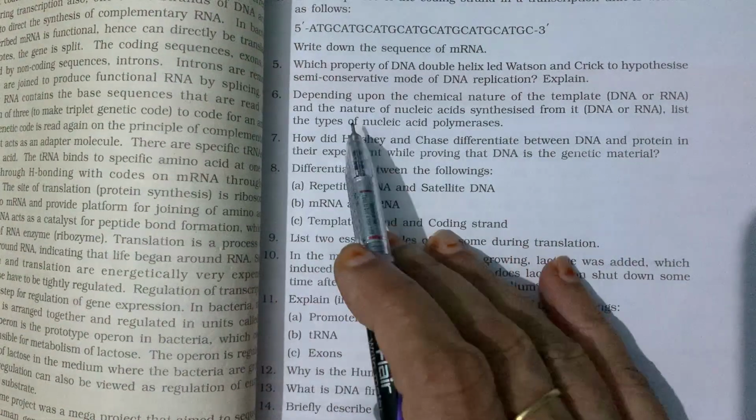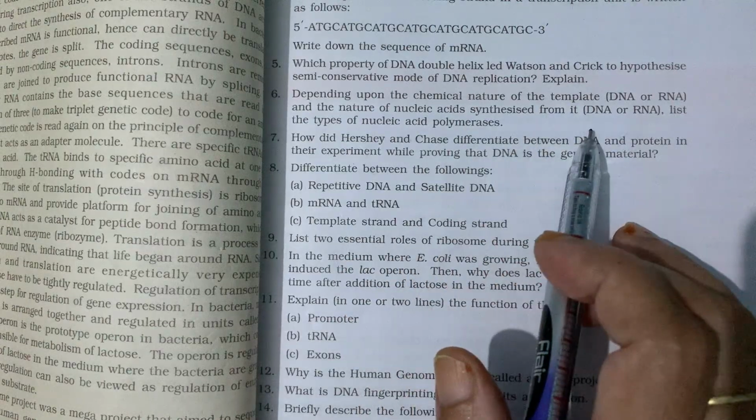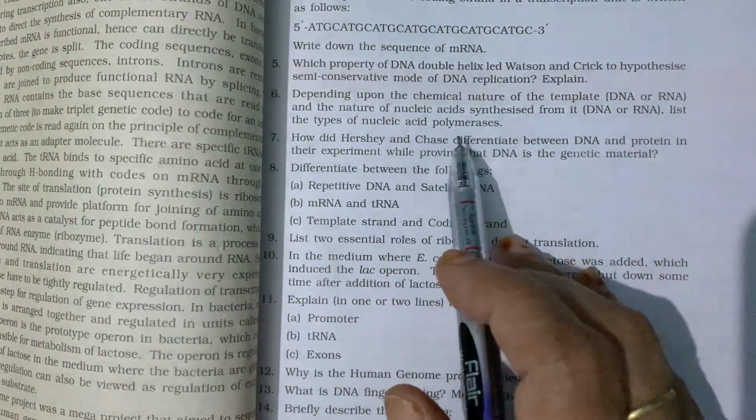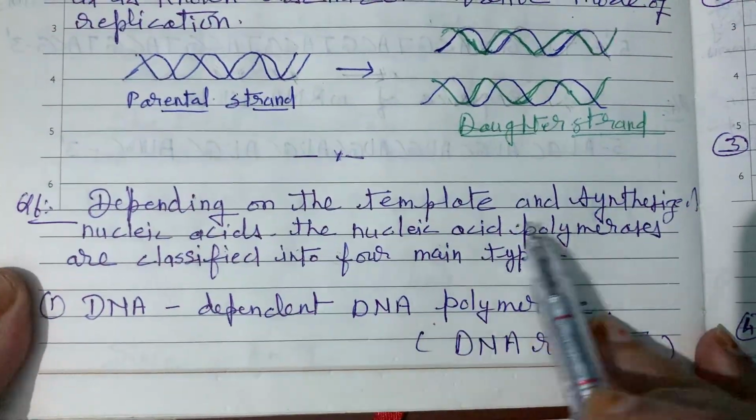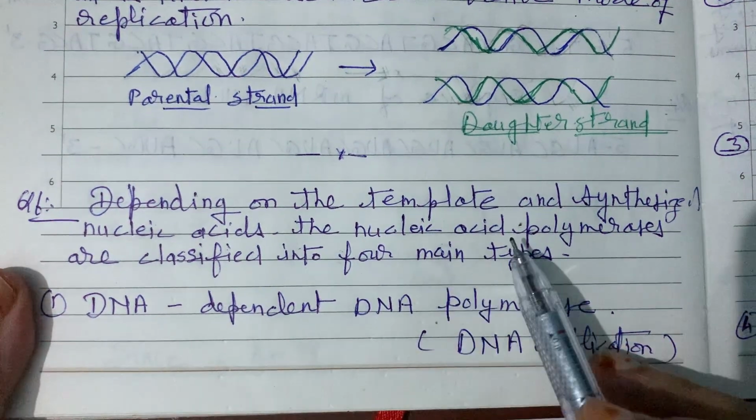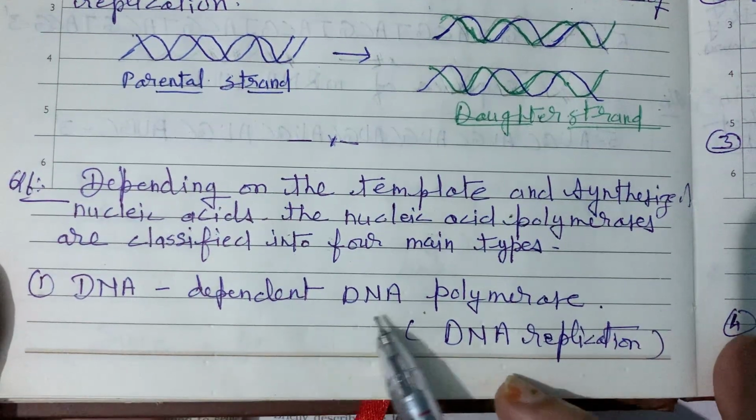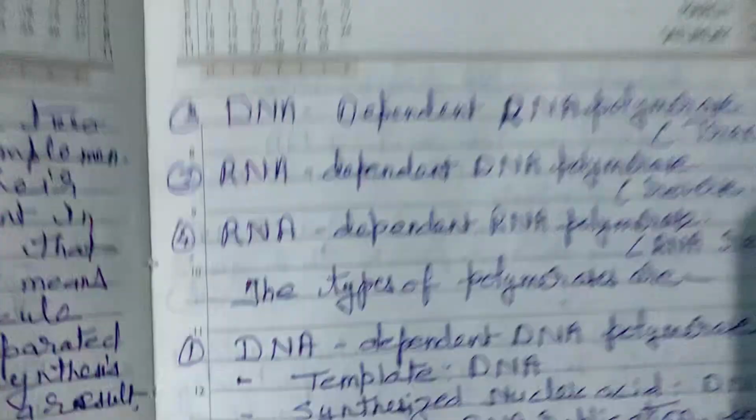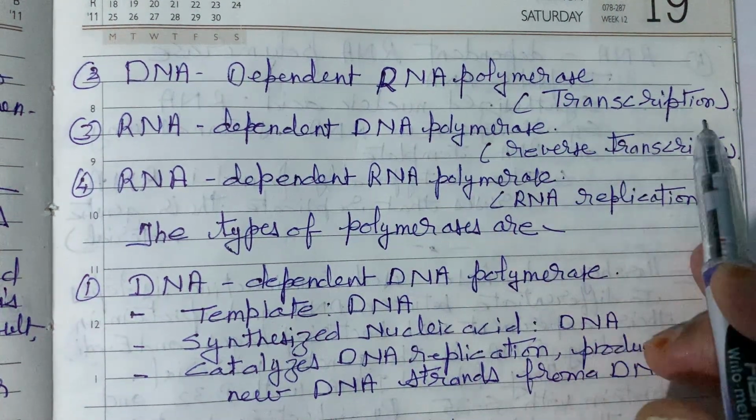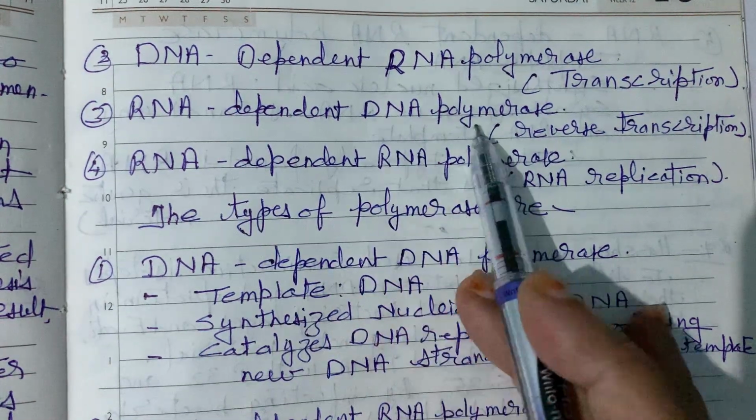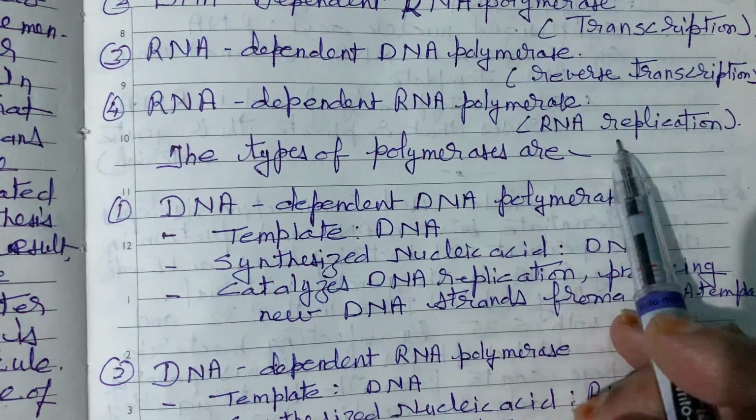Now question 6 is, depending upon the chemical nature of the template, DNA or RNA, and the nature of the nucleic acid synthesized, DNA or RNA, these are the types of nucleic acid polymerases. Depending on the template and synthesized nucleic acid, the nucleic acid polymerases are classified into 4 main types. First one, DNA dependent DNA polymerase, DNA replication. Second one is DNA dependent RNA polymerase, that is the process of transcription. RNA dependent DNA polymerase, reverse transcription. RNA dependent RNA polymerase, RNA replication.